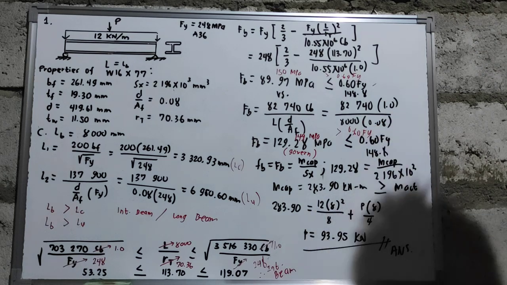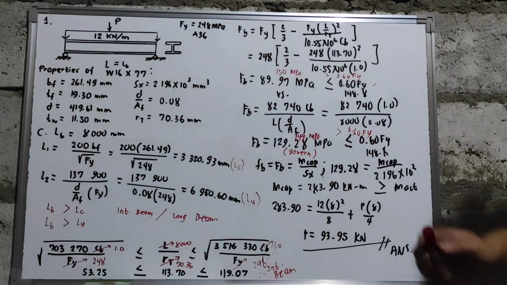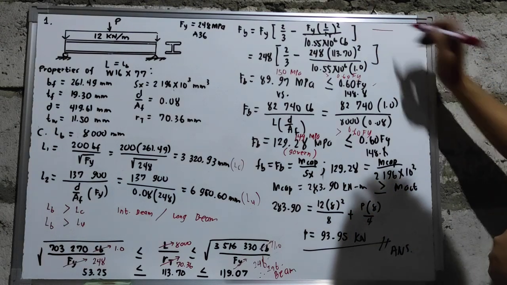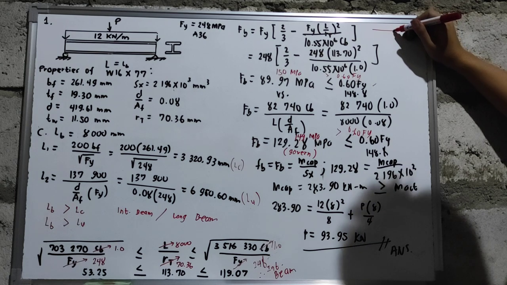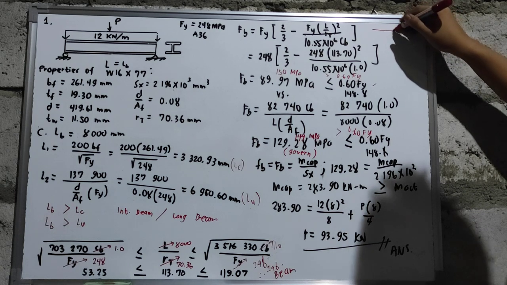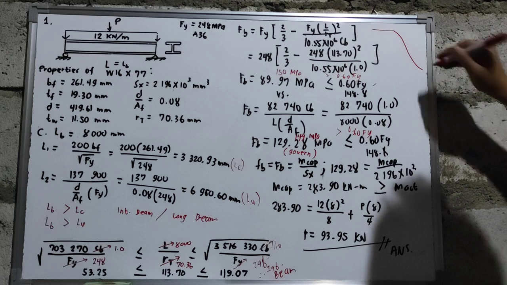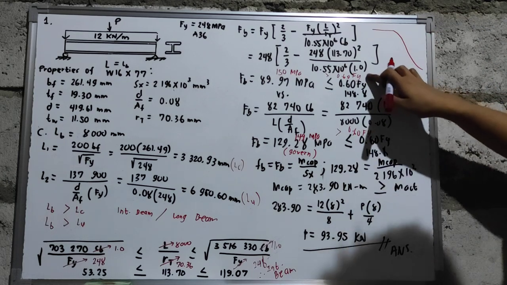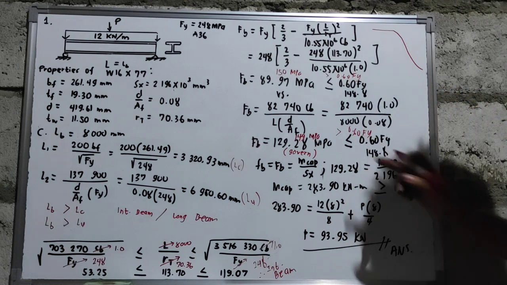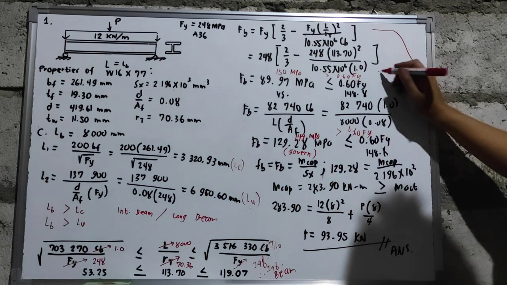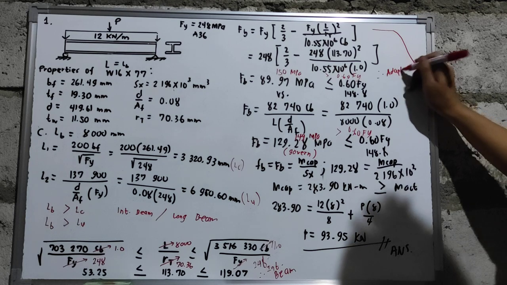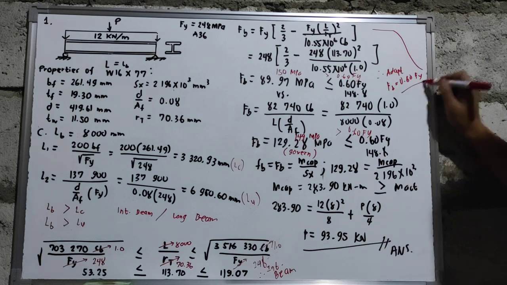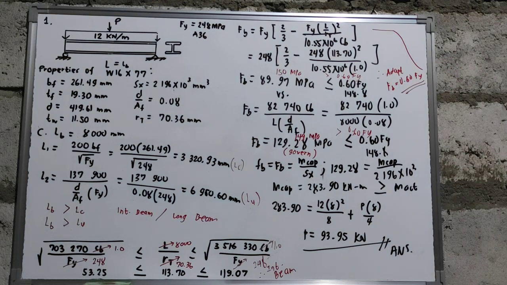So, meaning to say, since, kung i-consider natin yung chart natin, di ba? So, yung highest natin is 0.60 FY. So, kapag nag-intermediate or long yung beam natin, yung FB niya is bababa. So meaning to say, ito yung pinaka maximum na value ng bending stress natin. Therefore, kung ganito yung magiging scenario, adapt FB is equals to 0.60 FY. Yun yung gagamitin ninyong FB ninyo.